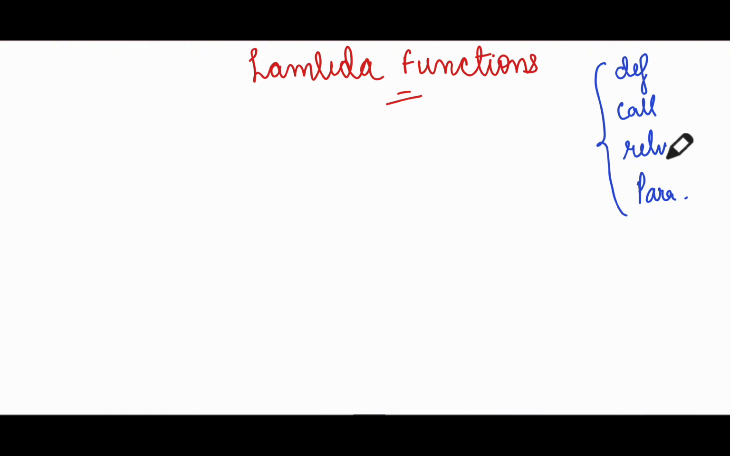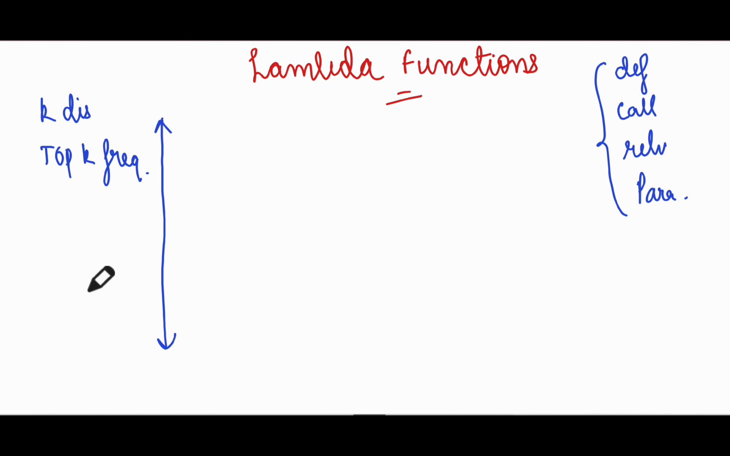Now functions can be very complex. Suppose someone asks you to create a function to find the k distinct elements in an array, or, for example, to tell the top k frequent elements. This type of question we have done. These functions become very daunting in the sense that they become very big, for example 20 to 30 lines of code. So these are what I will call complex functions.